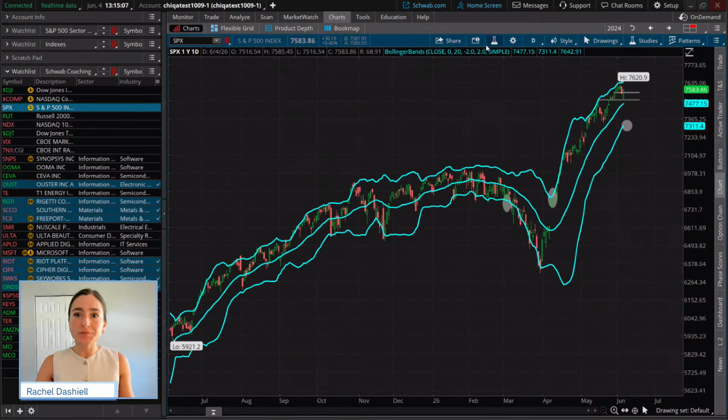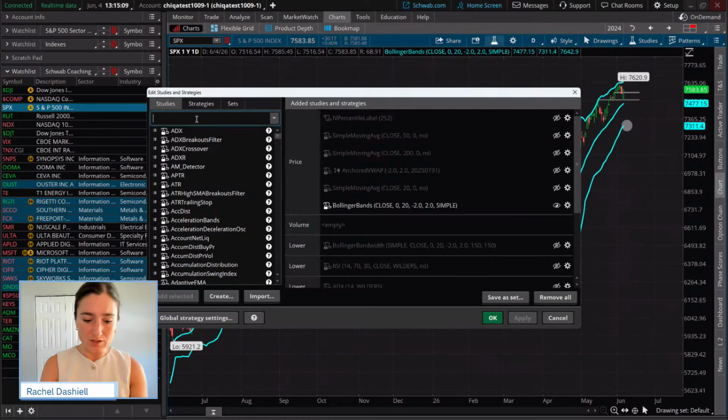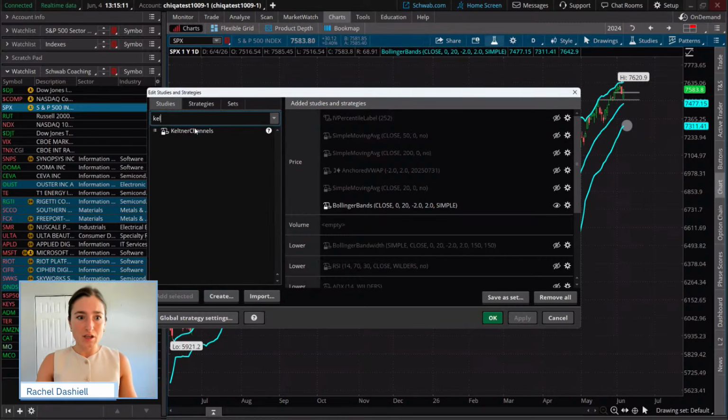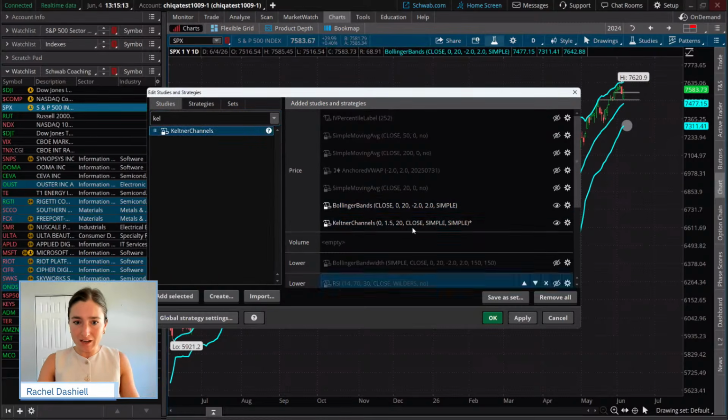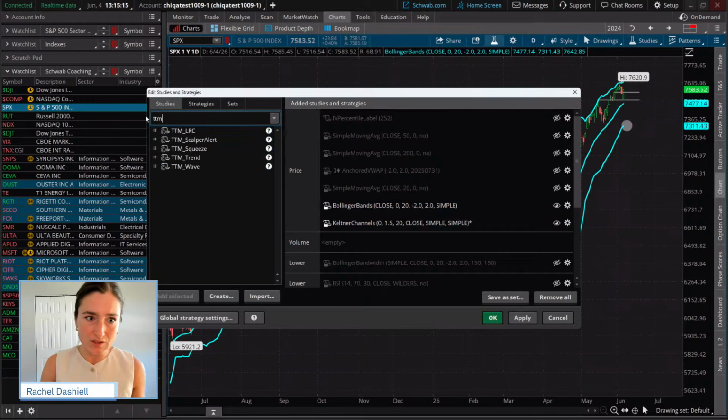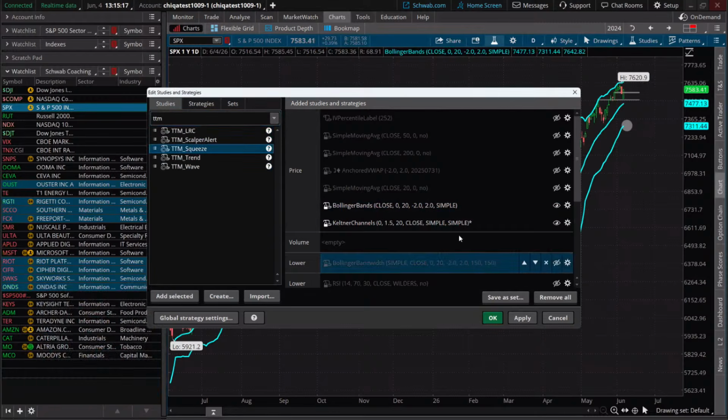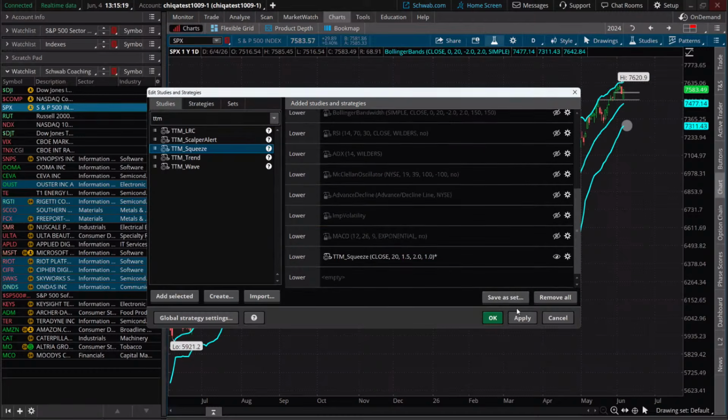bands essentially. And so I'm going to add a couple of those since you guys asked about it. It may create some questions in the chat. I'm going to add the Keltner channels, and I'm also going to add the TTM squeeze because this will make a little bit more sense with this.